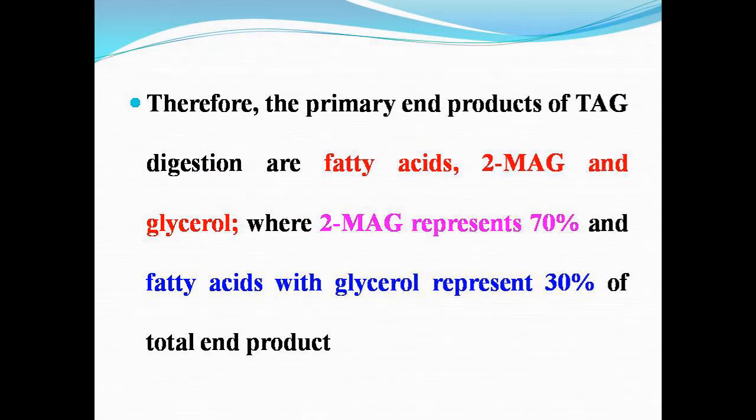Therefore, the primary end products of TAG digestion are fatty acids, 2-monoacylglycerol and glycerol, where 2-monoacylglycerol represents about 70% and the fatty acid with glycerol represent 30% of the total end product.